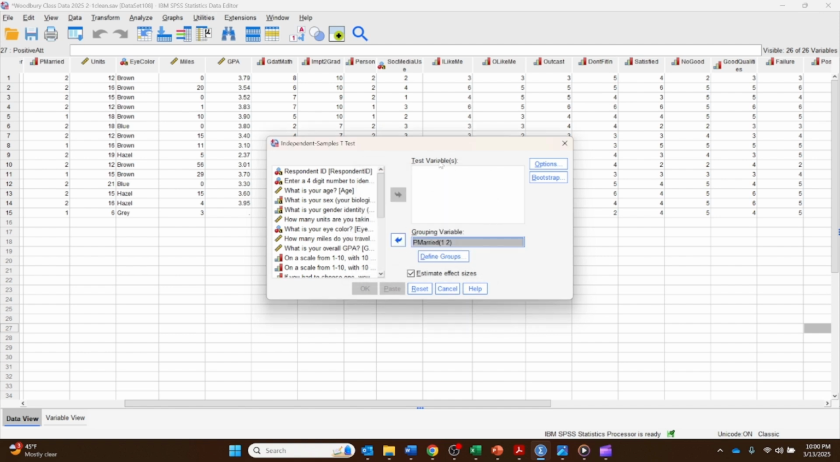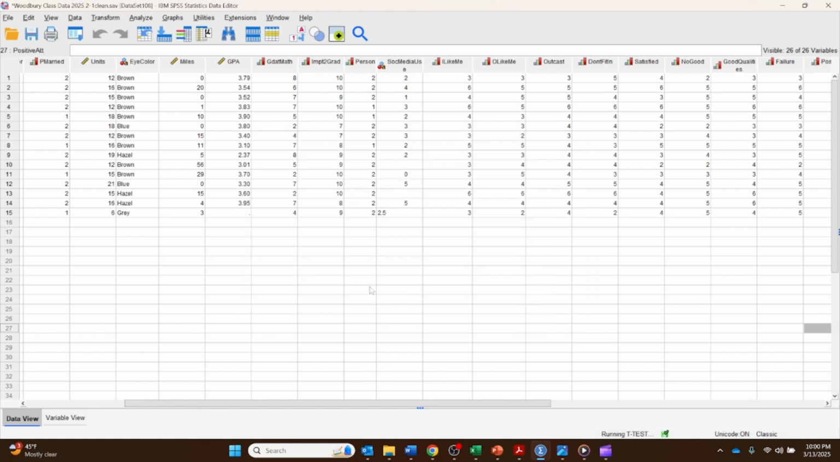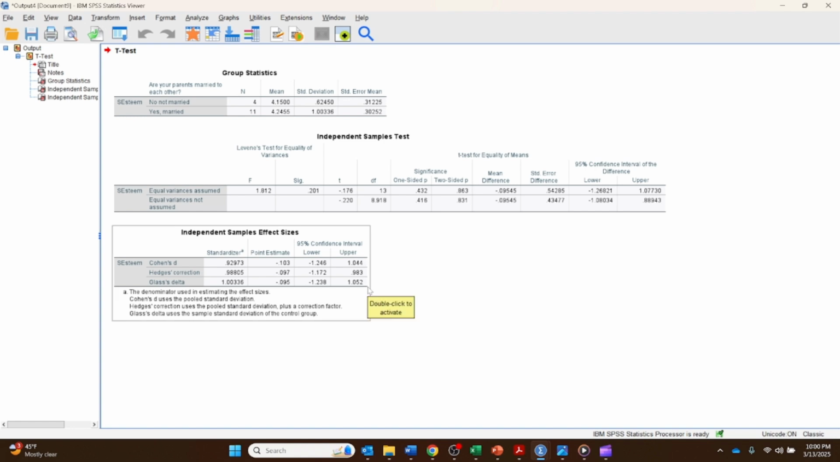The test variable is your outcome variable or your dependent variable, right? What are you testing these two groups on? And in our case, it's self-esteem. And then I hit OK. And I've conducted an independent samples t-test.